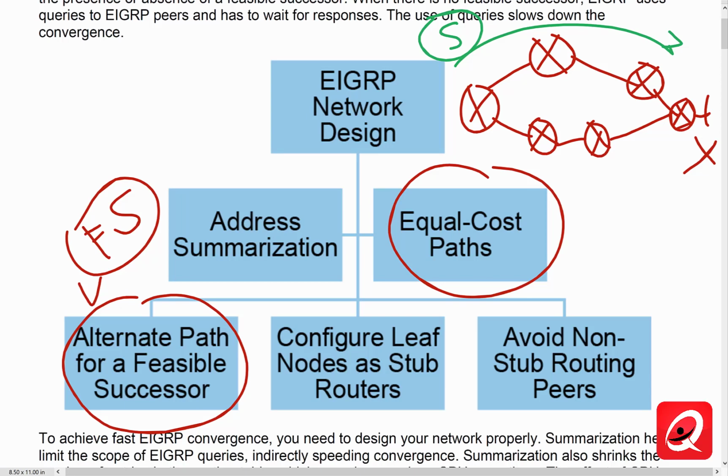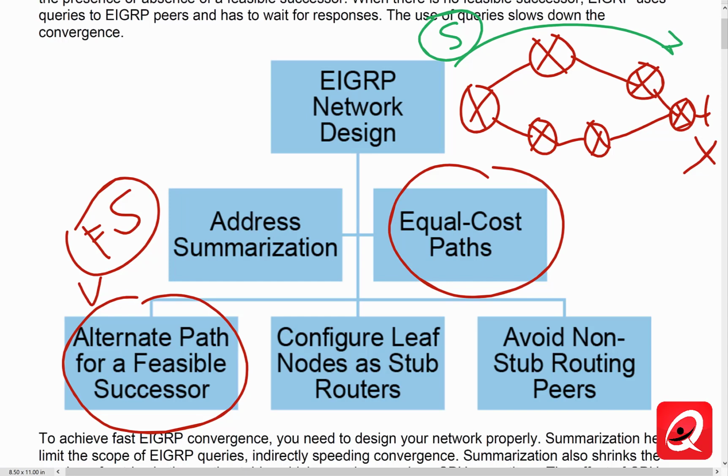Now, EIGRP takes it one step further. OSPF would stop at this point and say, you know what? I have my best path. I don't really need to do anything else. I'm just going to sit back and do my routing. But EIGRP, being a distance vector routing protocol, not having a complete picture of the topology, has to figure out a way of converging faster, because if we didn't have this concept of feasible successor, we would have to literally re-exchange and recalculate routing information on every single router.